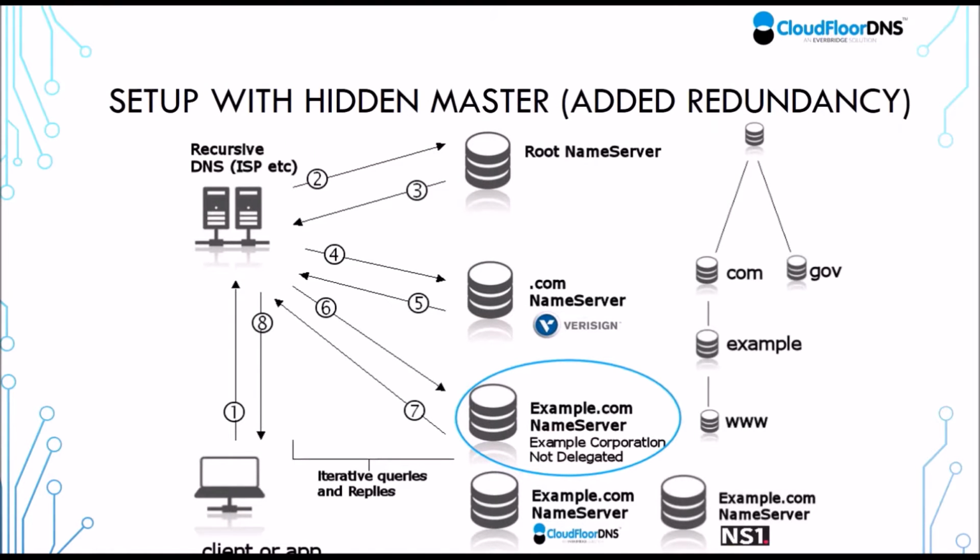So again, here's the setup with the hidden master, adding literally a tertiary or another secondary provider. You can see here again, here's the hidden master, and there's example.com running on Cloudflare and example.com running on NS1, both simultaneously, and one will pick up the slack for the other if there's an issue.